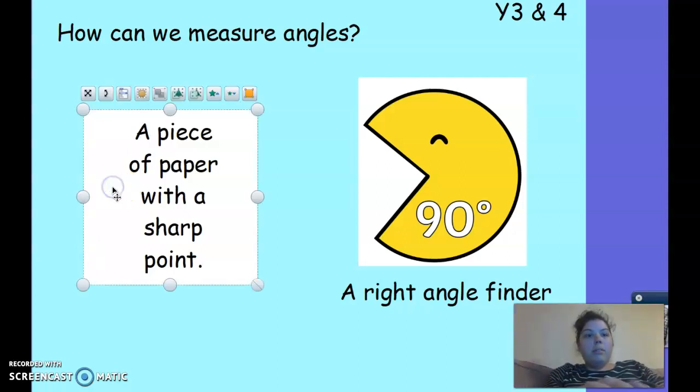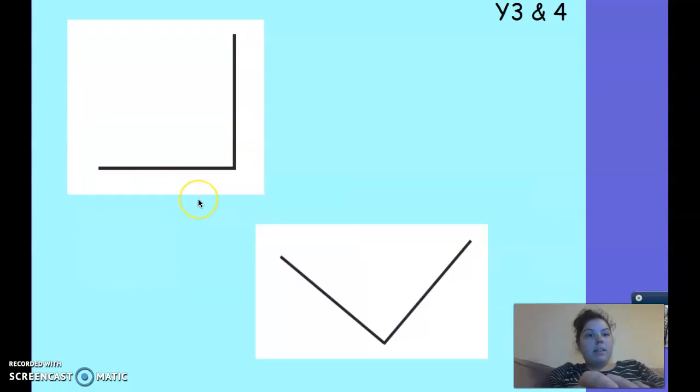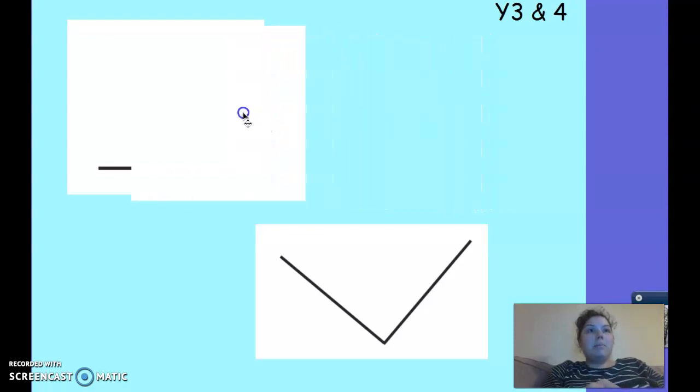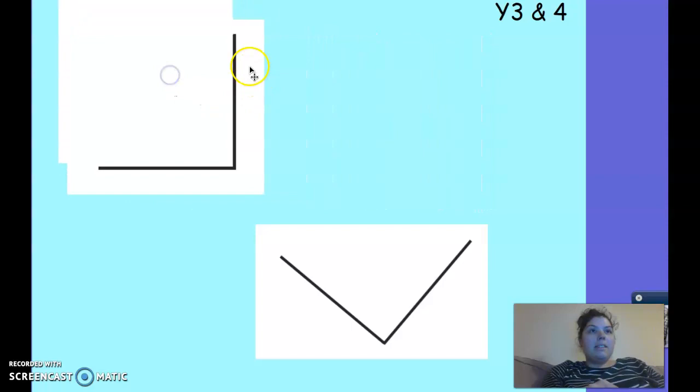Now I'm just going to make sure I've got a piece of paper for the next slide so I can show you. I've got two angles here and I'm going to use my piece of paper, my right angle finder, to find out if they are definitely right angles. I'm going to place my piece of paper over the top and see the colour difference. You can see straight away that my piece of paper slots very nicely inside that angle. I can see each line and the vertex, the point, so that one is a right angle.